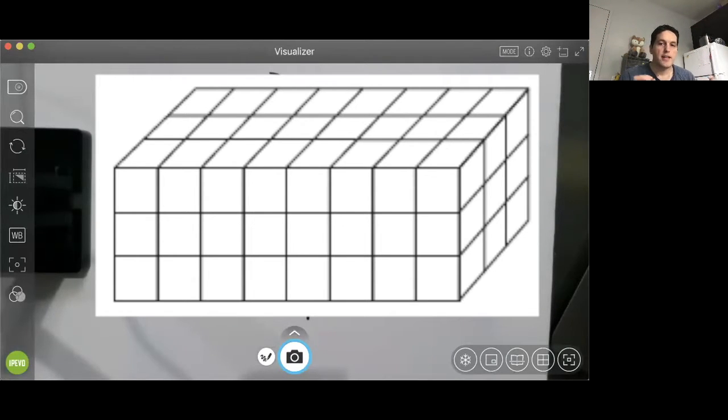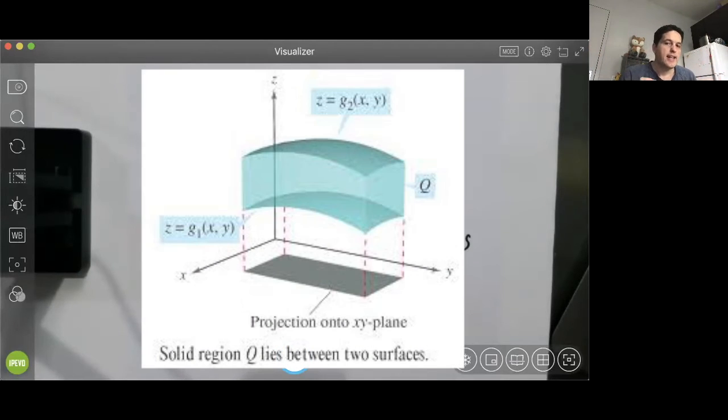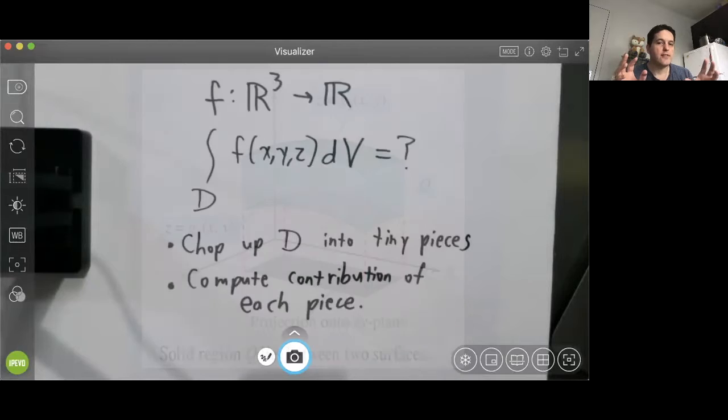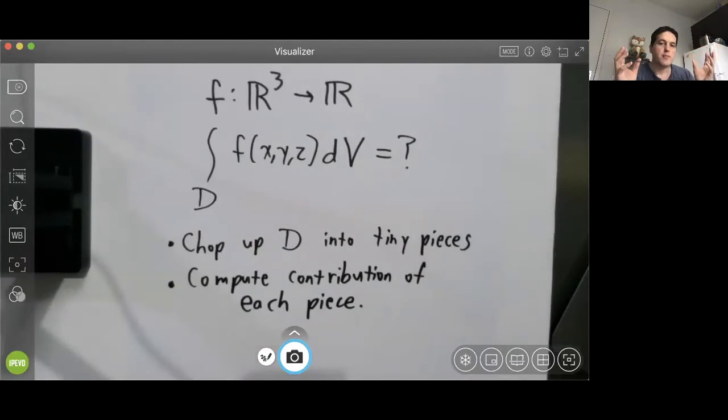The region that we integrate over doesn't have to be a rectangular box, although in this picture we're looking at, it is a rectangular box. It doesn't have to be. It could be a more general region. And how do we integrate a function f of three variables over a region in three-dimensional space?